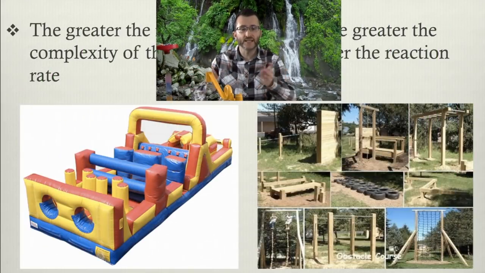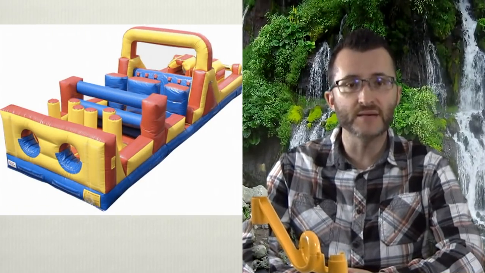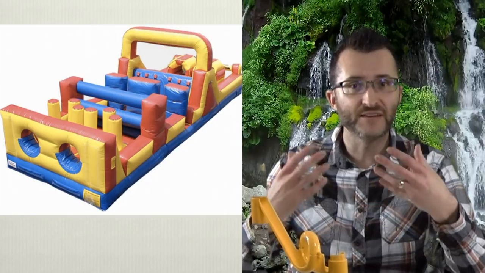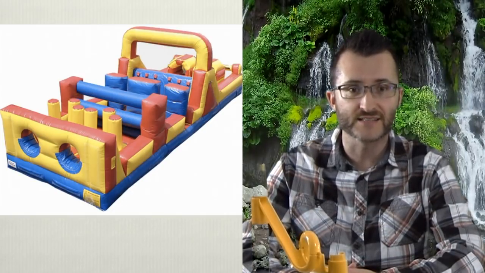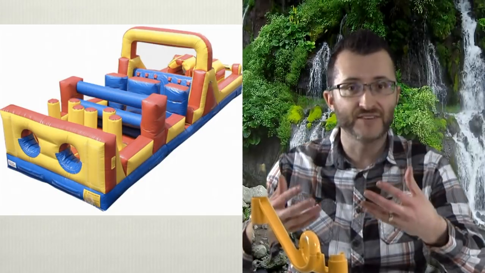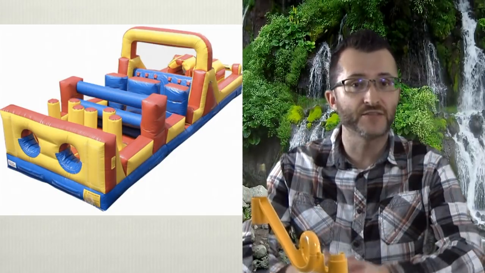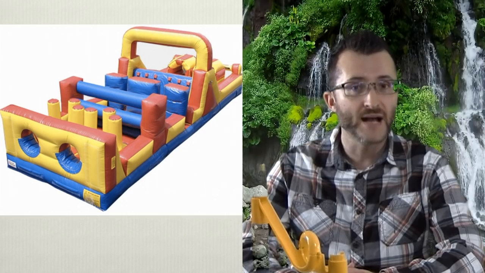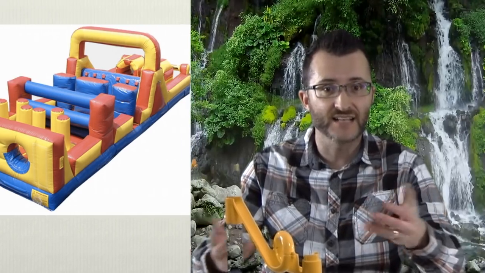If we take a look at the images below, we're going to use obstacle courses as an analogy for chemical reactions. Both obstacle courses and chemical reactions have a start, a finish, and a series of steps that occur in between. If we look at the image on the left, we have a very simple, inflatable obstacle course for little kids. Now you can get through this pretty quickly. There's not a lot of steps, they're not very complex, and so because you can get through it quickly, this equates to a high reaction rate. It doesn't take a lot of time.